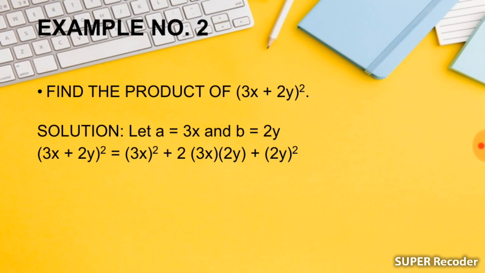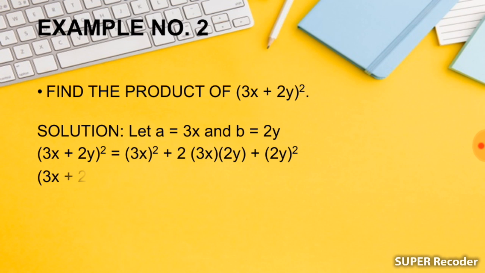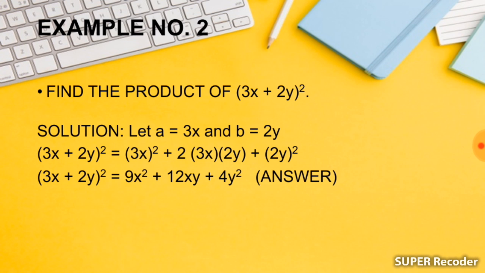After solving it, your answer will be 9x squared plus 12xy plus 4y squared. So that's your second example, and that will be the answer for this particular problem.